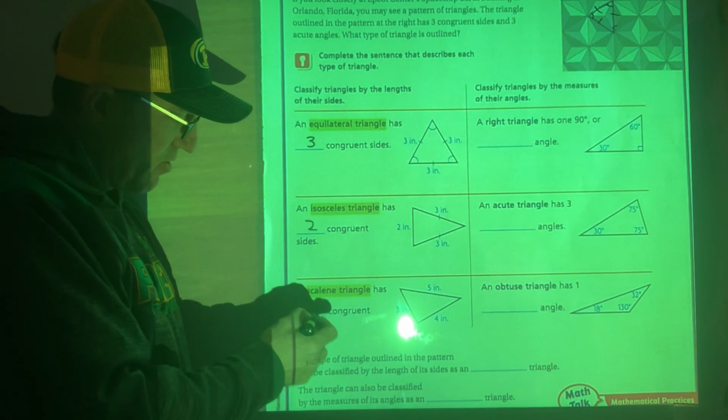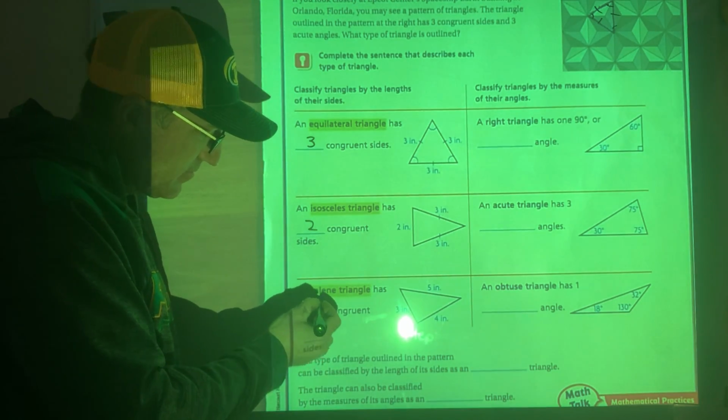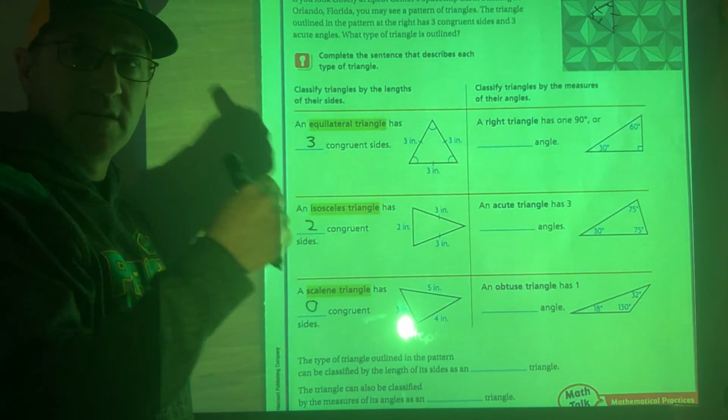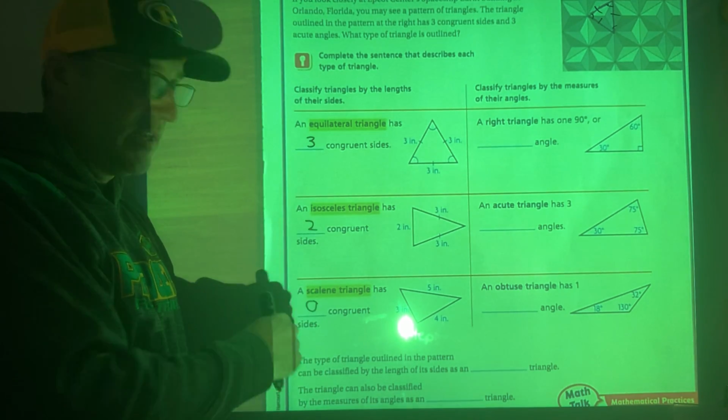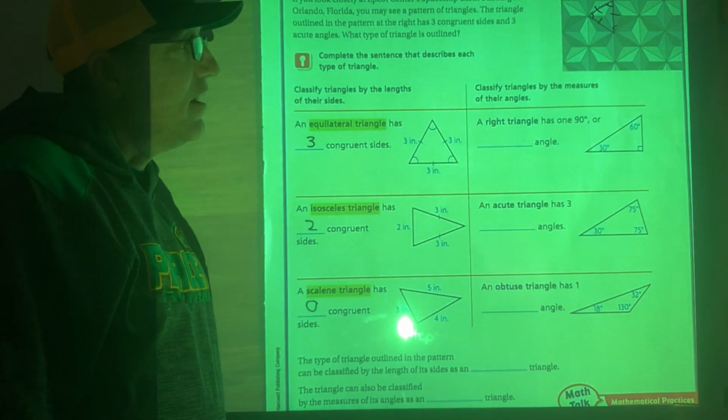So it has 0 congruent sides, 3, 4, and 5, right? So that does not work. So equilateral, all are equal. Isosceles, 2 are equal. Scalene, nothing. That's the funky one right there, all right?